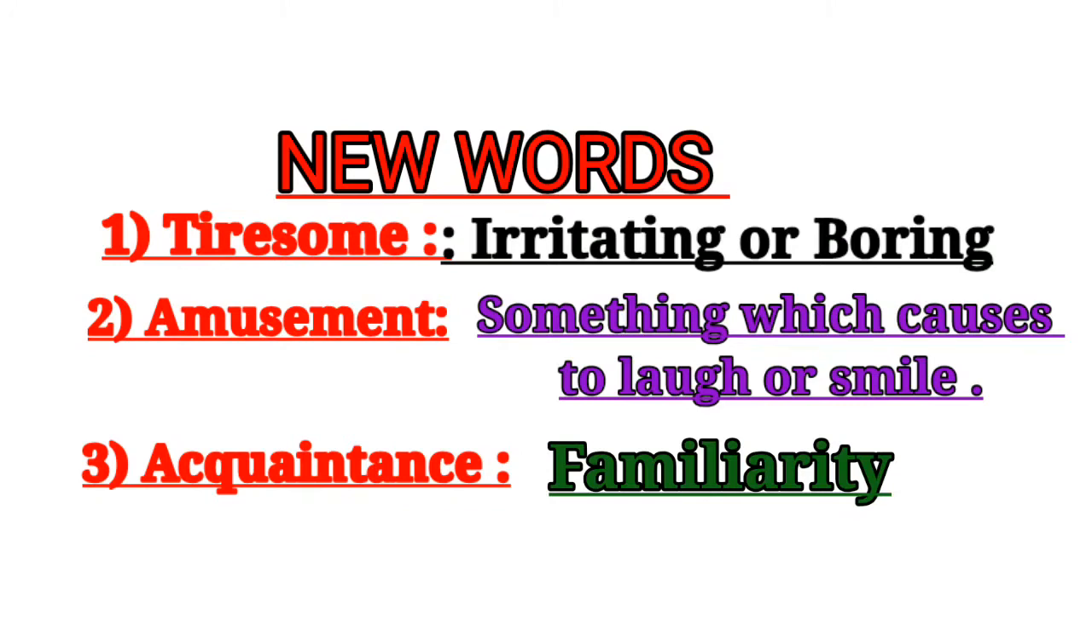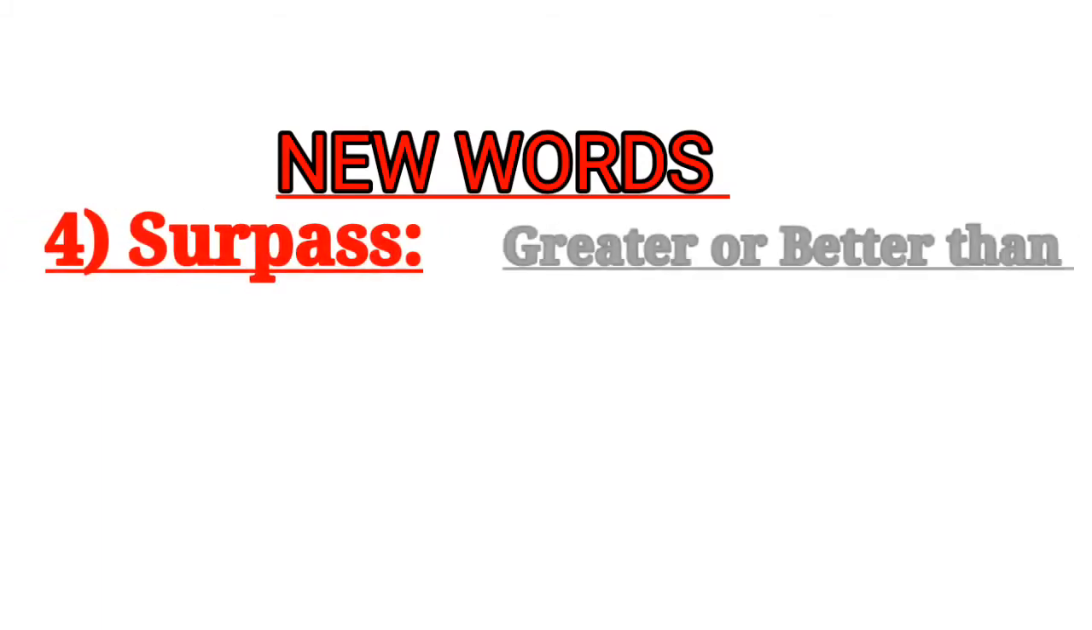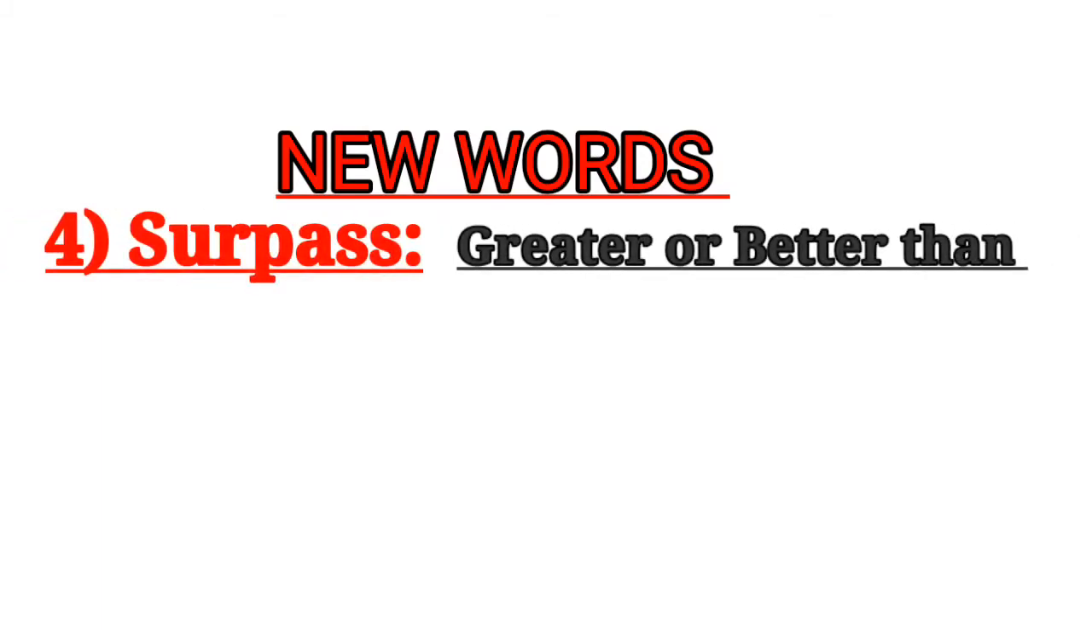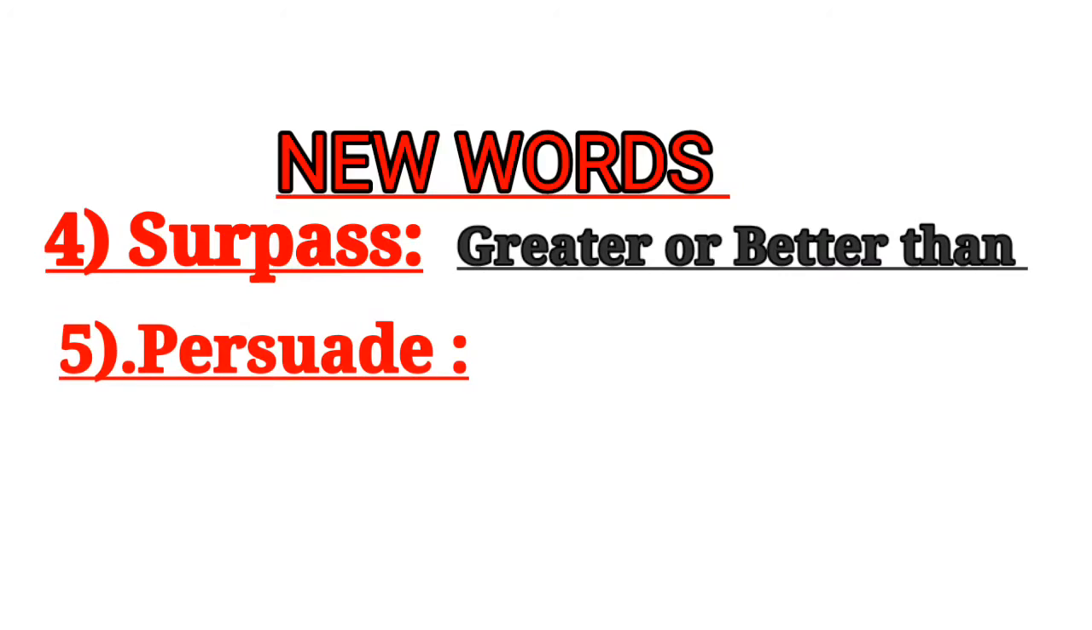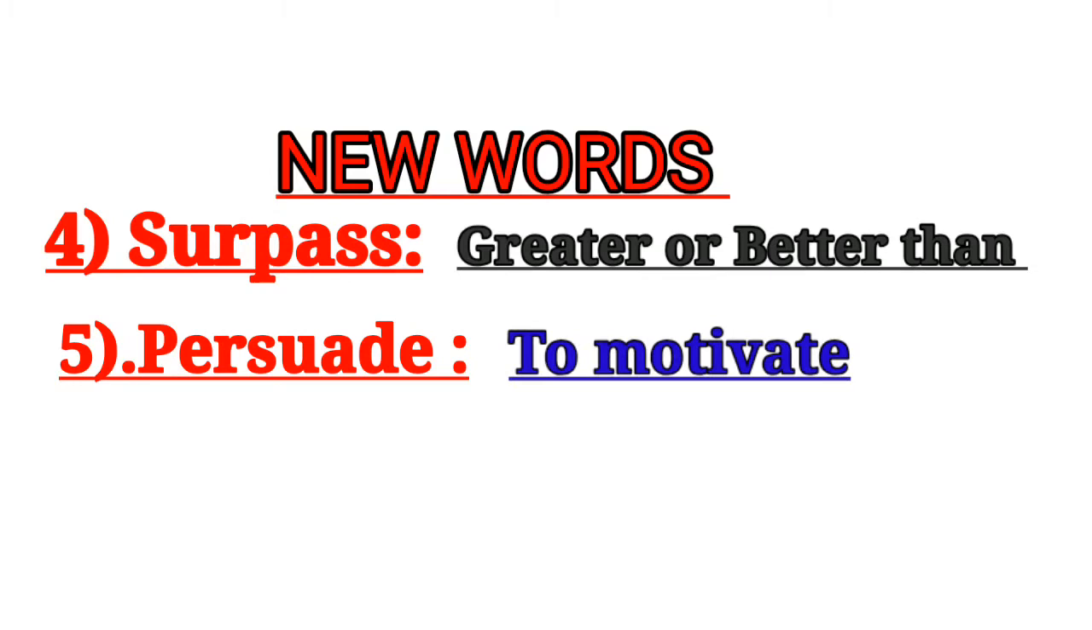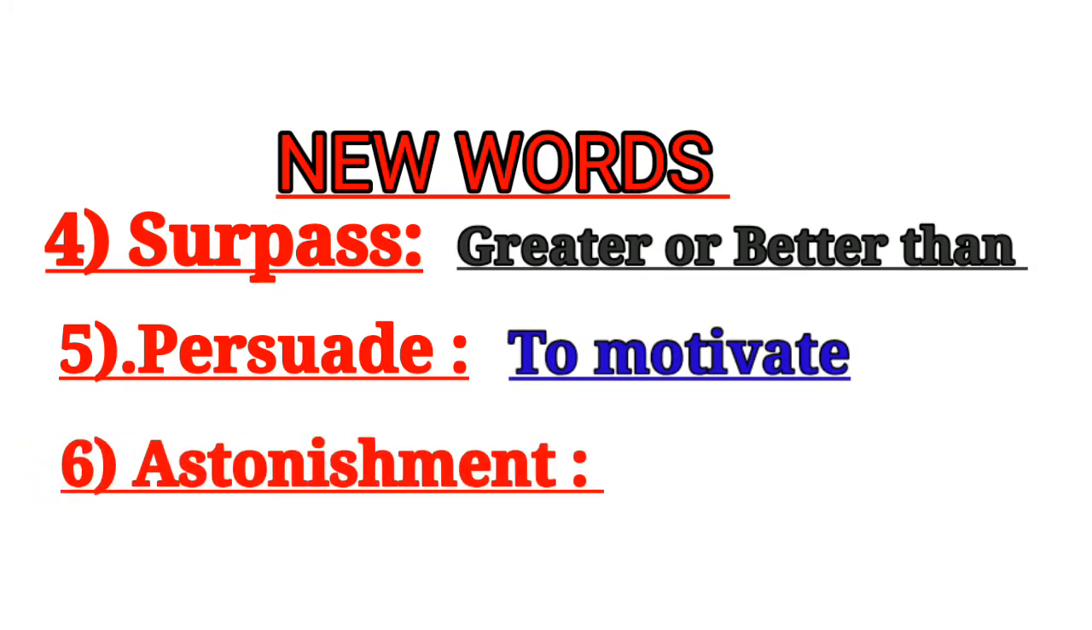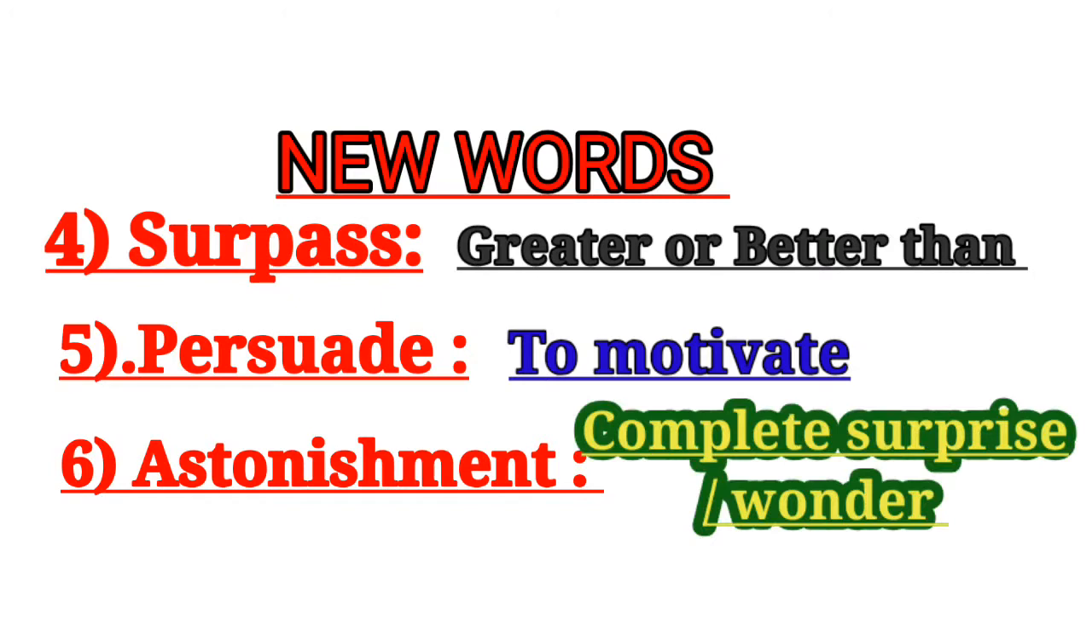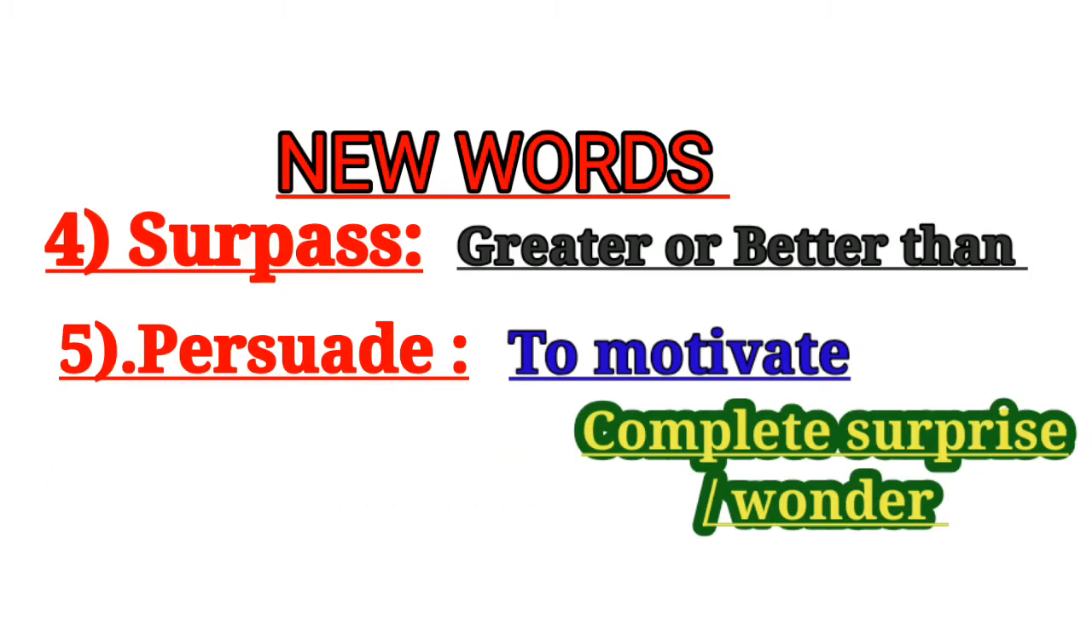So all these words we will see in the story, and you have to find out at that time the exact meaning. Now the fourth word is surpass, which means greater or better than. Another word which we will see in the story is persuade, which means to motivate. Okay, fine. Now the sixth word, astonishment, which students, means complete surprise or wonder.